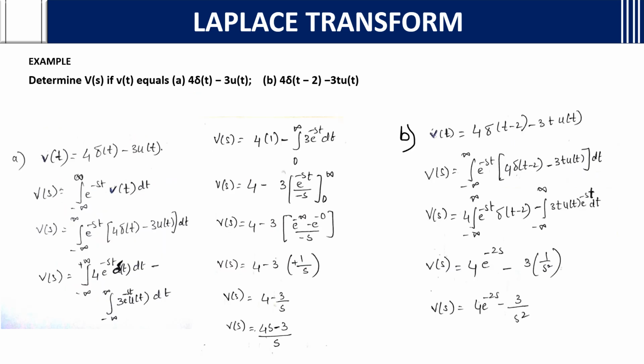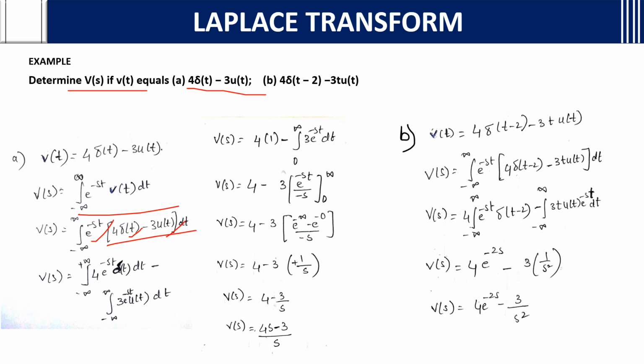Determine V of s. See, again Laplace. We need to find the Laplace transform V of s, if v of t equals 4 delta t minus 3 u of t. See, the same Laplace transform formula: integral from minus infinity to infinity of e power minus st v of t dt. V of t is 4 delta t minus 3 u of t. We need to multiply e power minus st inside for both and do the integration separately for both.